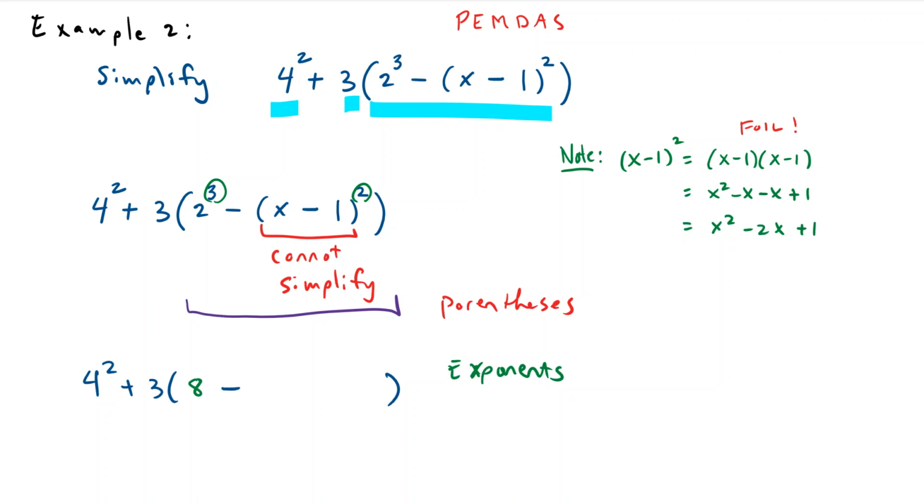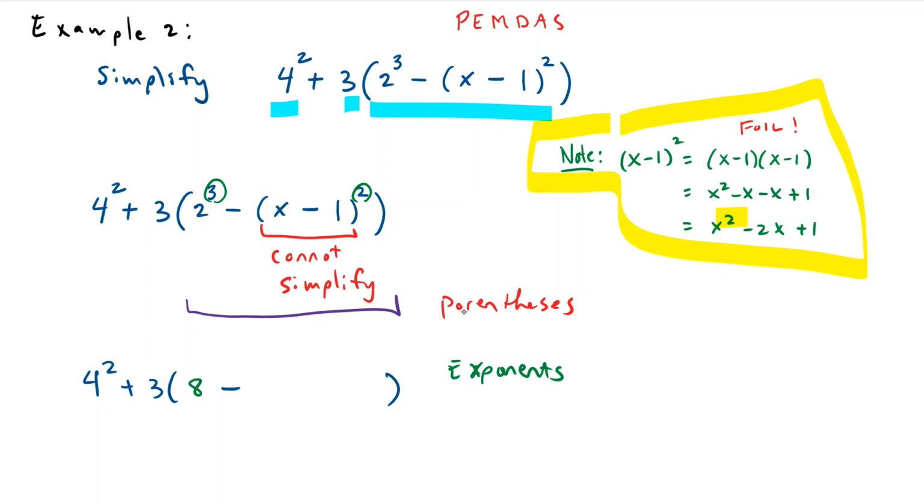And what is x minus 1 quantity squared? Well, if we look over here, luckily we have a note that helps us. X minus 1 quantity squared ends up being a foiling problem, and the result is x squared minus 2x plus 1. So let's plug that in. Let's take that and put it in here. X squared minus 2x plus 1.